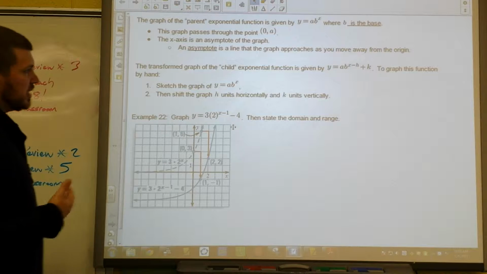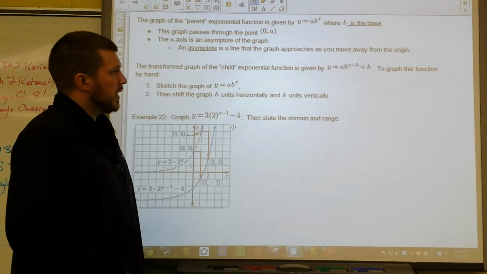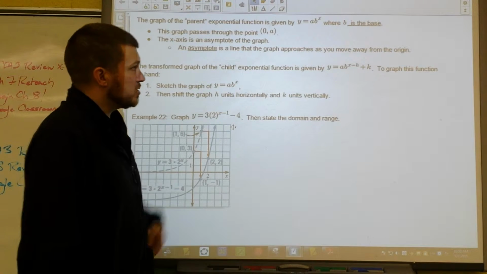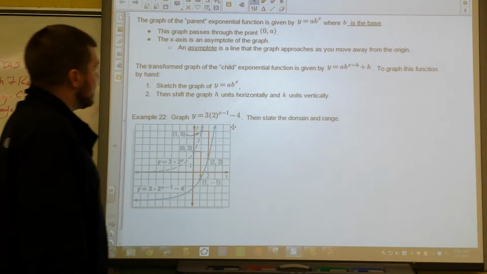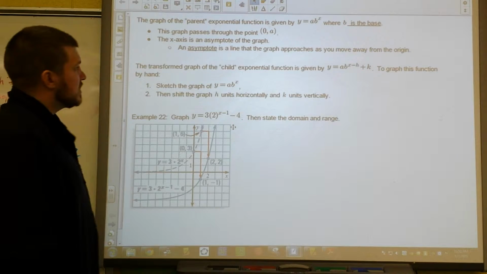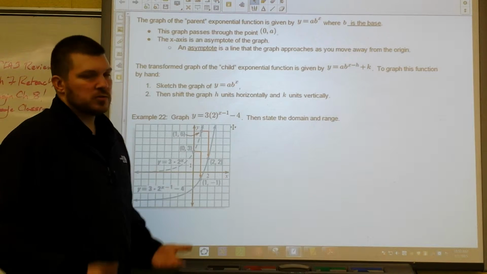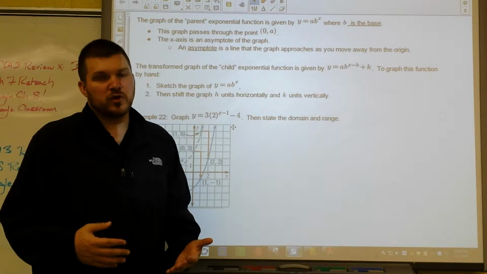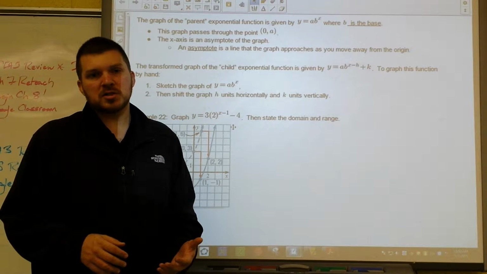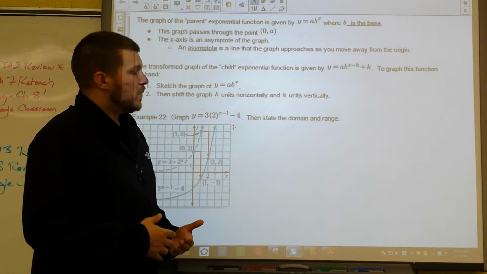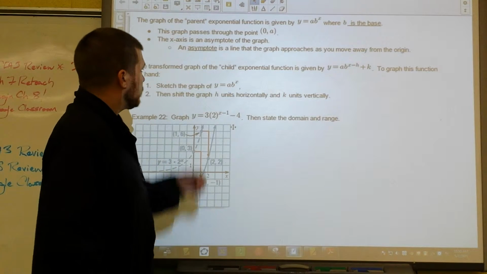The parent function has a couple of properties. It always passes through the point (0, a), so it's important we know what a is. And the x-axis is always an asymptote of the graph. When you think of an asymptote, it's kind of like a force field. The graph is going to get really close to the x-axis, but it's never going to touch it.